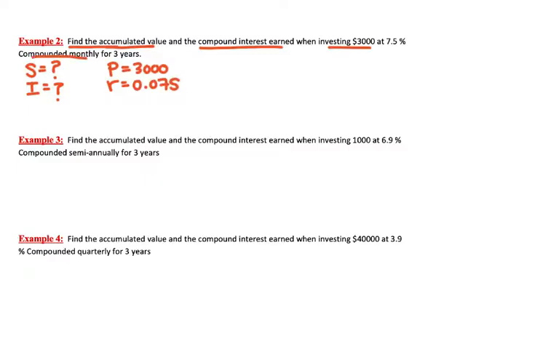Compounded monthly. Whenever you see the word compounded, you know two things. You know you're going to use this uglier equation. We cannot use the simple interest equations. And in addition to that, we have this new letter, M. When we see the word compounded, our first question should be, what is M? Well, it says compounded monthly, so M is 12. For 3 years, T equals 3.